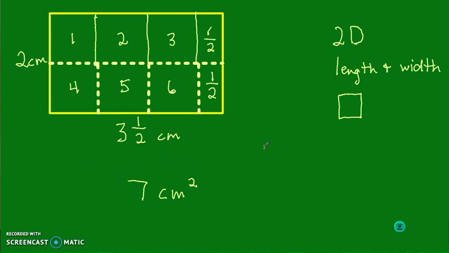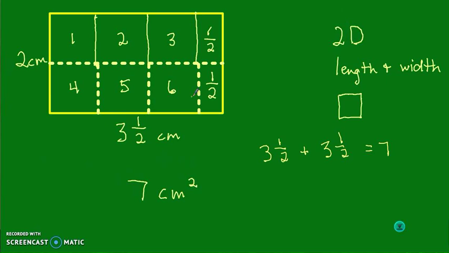So one way to do a number sentence would be 3.5 plus 3.5, and that would give us our 7. And we have to remember to label it with centimeters squared because we're talking about area. Another way that we could write this, and later on as we progress through our lessons, we're going to be talking about a formula for area, and it's going to be length times width.